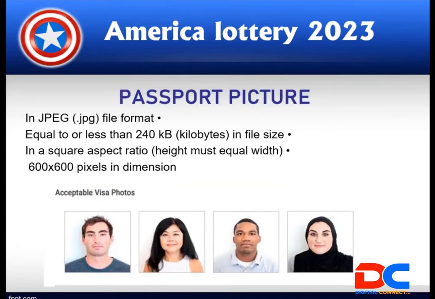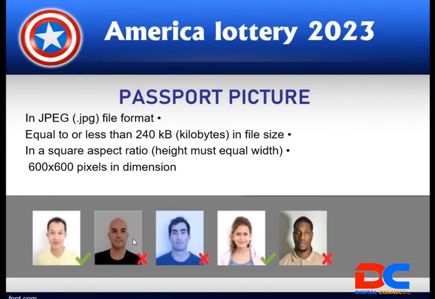When we come to the passport picture, they are very, very specific over here. They want it in a JPEG format, and the picture size should be 240 kilobytes or less, and they want it in the square ratio, that is 600 by 600 pixels in dimension. As you can see on the screen, the picture should have a white background. These are the pictures they want to accept. They will accept white background. You can see over here that if you have this kind of pictures, they are going to bounce you. You shouldn't have any other background aside from white. It should be a white background.